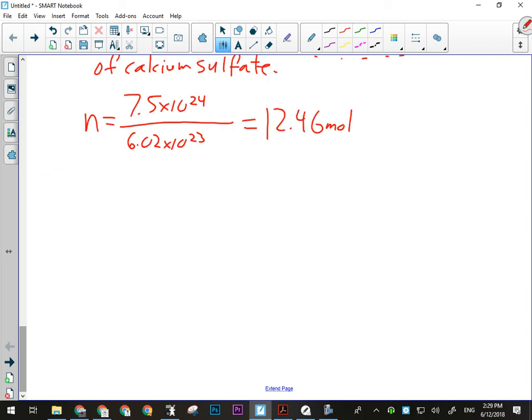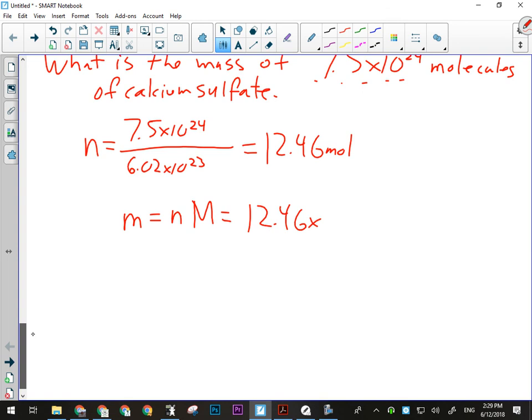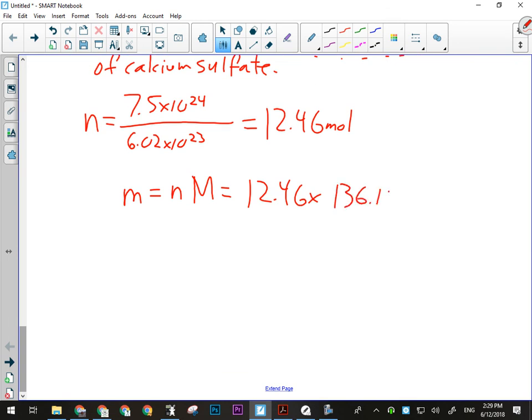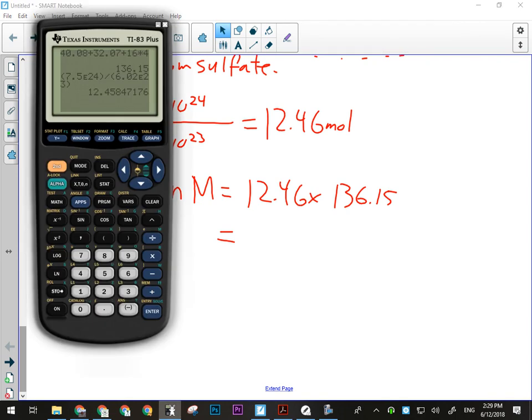All right, so now we manipulate and we find that little m is n times big M. So our 12.46 multiplied by our 135 or 136.15 grams per mole, or molar mass, would give us our overall mass. So we would have 1,696 grams of this stuff. Well, 0.22 grams of this stuff. Okay.